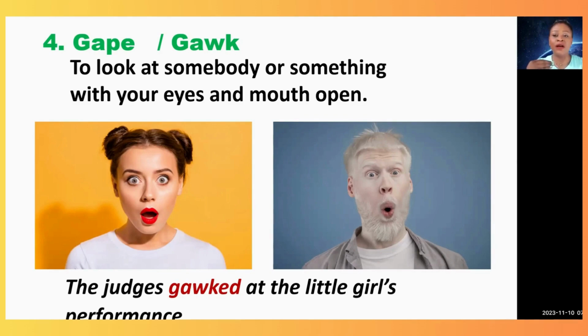For instance, there is a performance to be done by a little girl. She appears on the stage and the judges are like, I'm not sure this child will do anything. And maybe they're focused on what they are doing on their table. And then the child starts singing. And the first words and the voice, the vocal is so exceptional, so nice that all the judges gawk, like, wow, what is going on here? That is to gape or to gawk. That is, to look at somebody or something with your eyes and your mouth open.